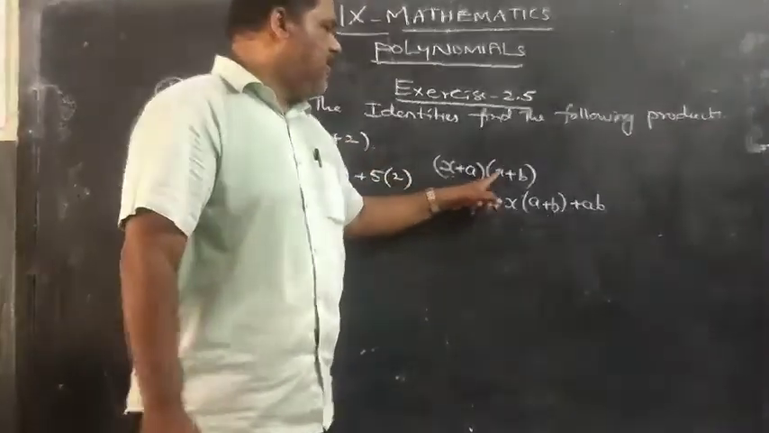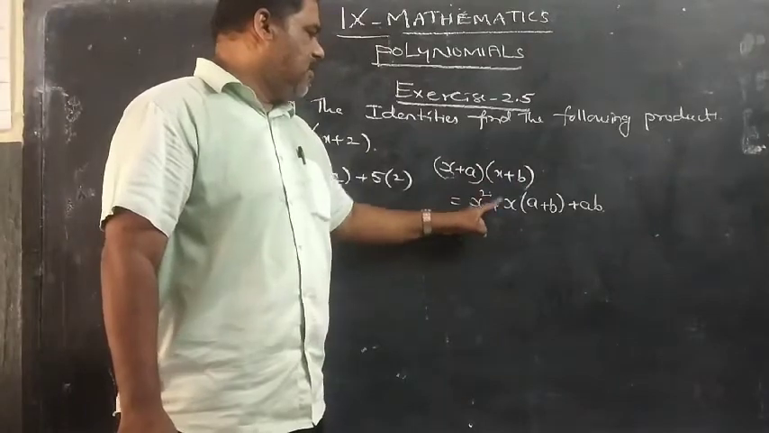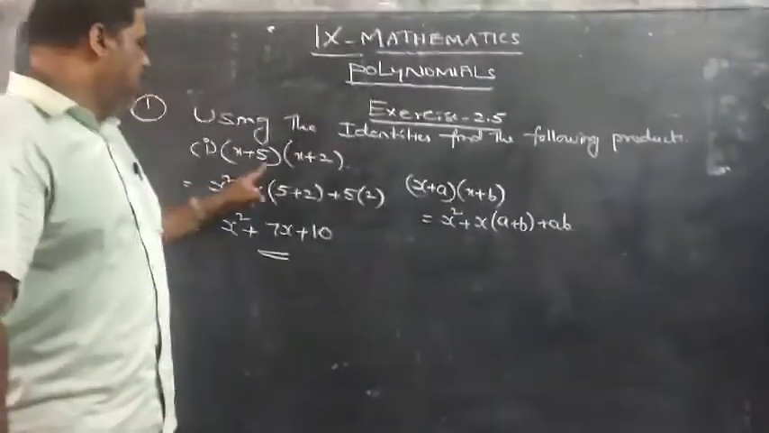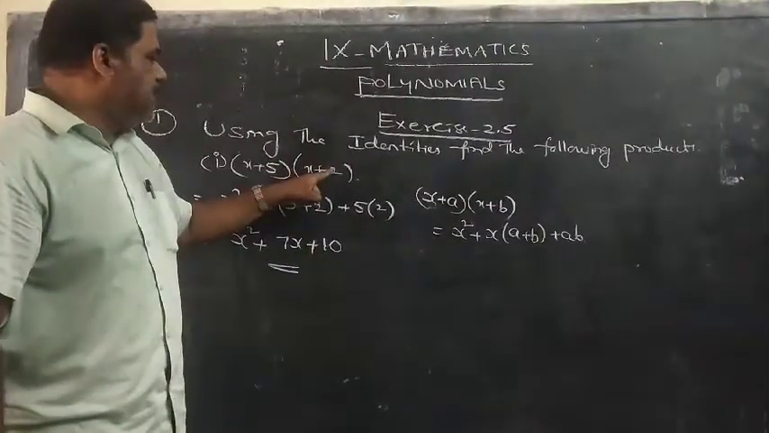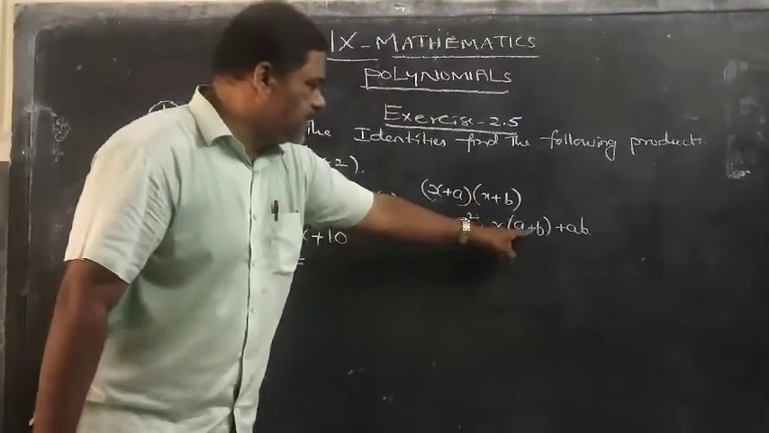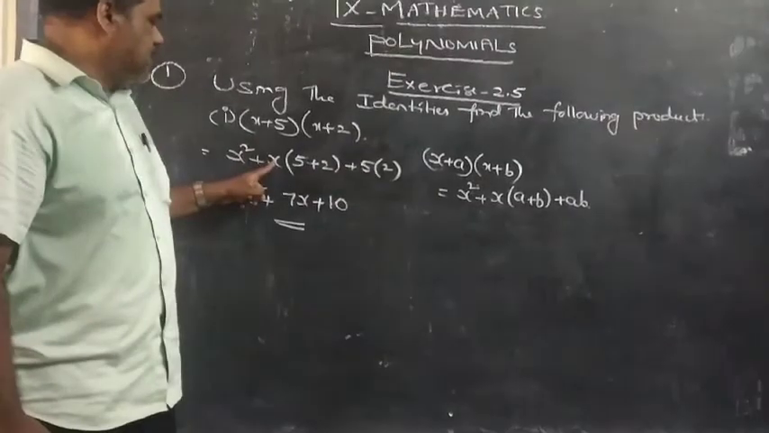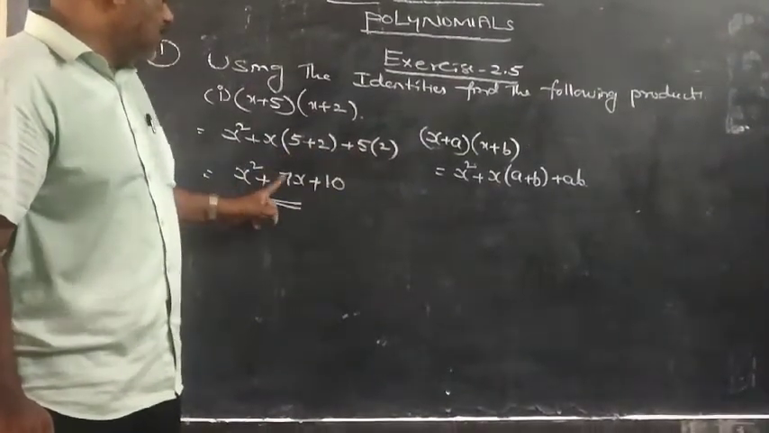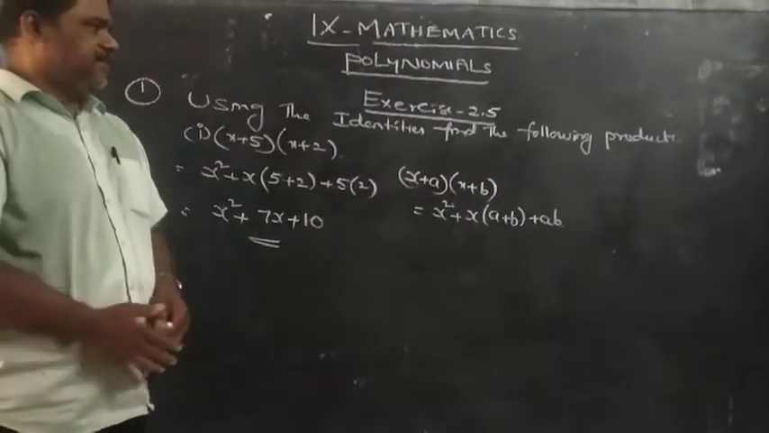So the given problem is in the form of x plus a into x plus b. x plus a into x plus b is x square plus x into a plus b plus ab. Here a value is 5, and b is 2. So substitute in this formula: x square plus x into 5 plus 2 plus 5 into 2. You will get x square plus 7x plus 10.